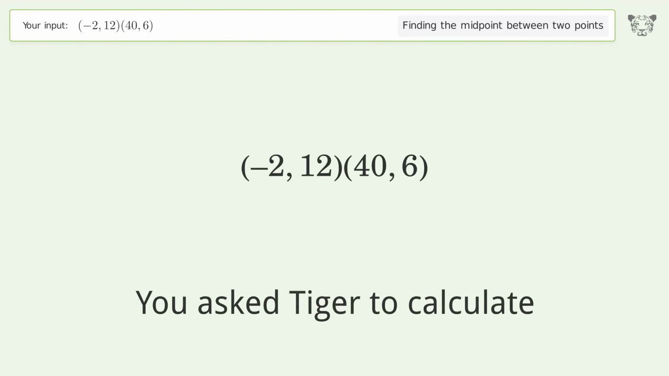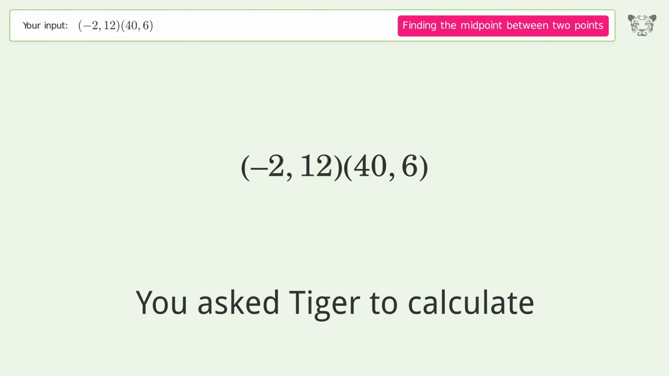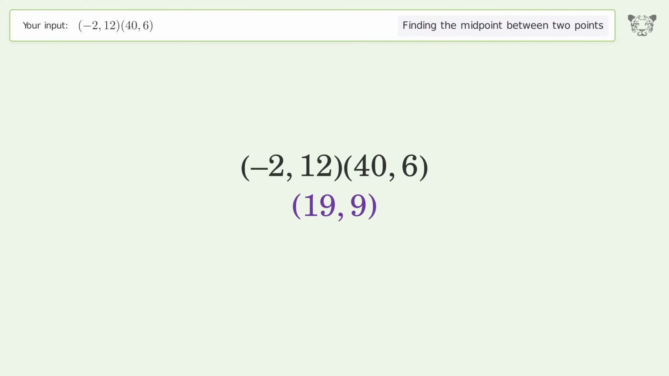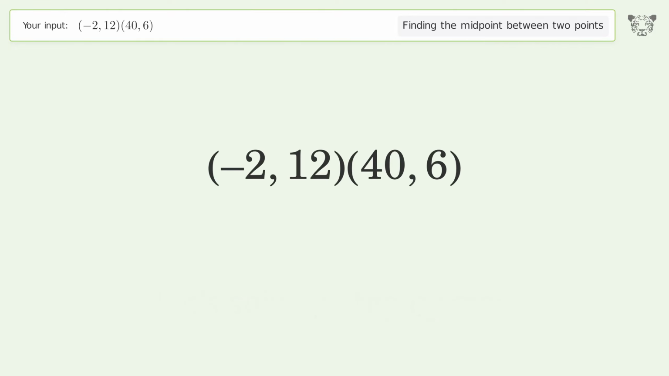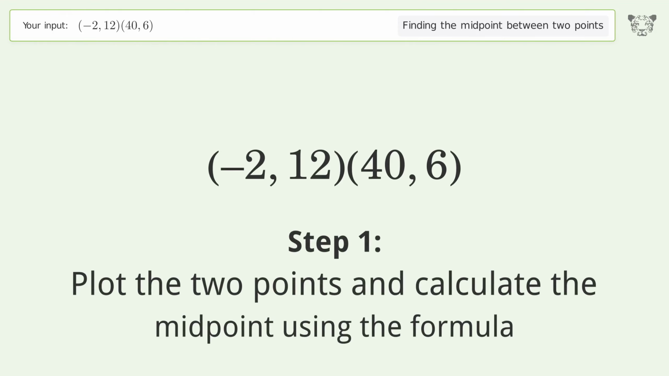You ask Tiger to calculate. This deals with finding the midpoint between 2 points. The midpoint between the 2 points is 19,9. Let's solve it step by step. Plot the 2 points and calculate the midpoint using the formula.